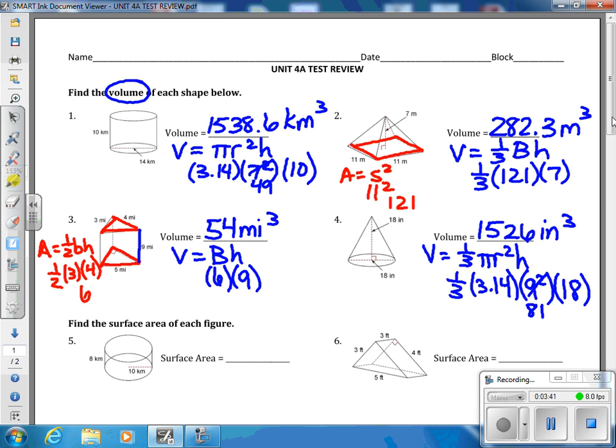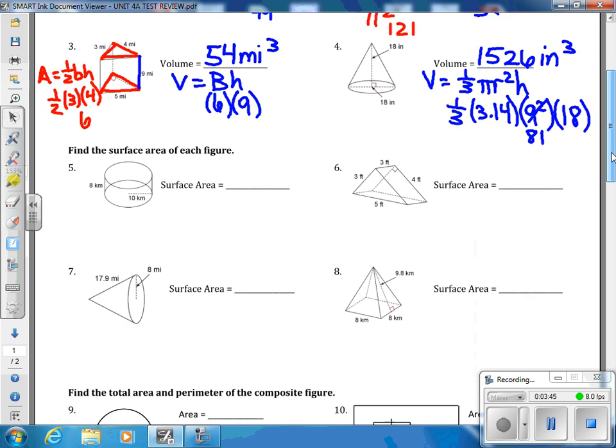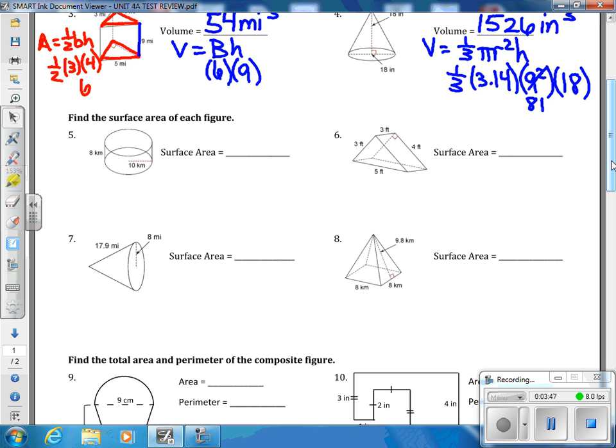The next section of the test review is going to have you finding the surface area of the same type of shapes, but they're with different numbers and the shapes are turned a little differently. So now we're going to find the surface area of these things. Once again, know the name of the shape so you know where to find the formula.